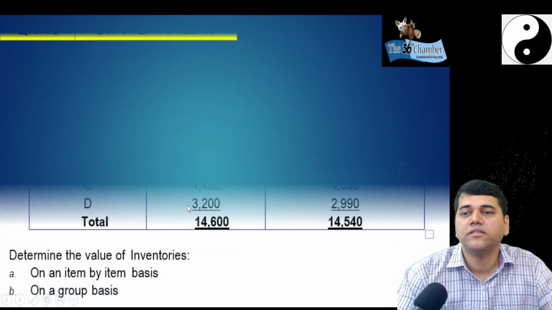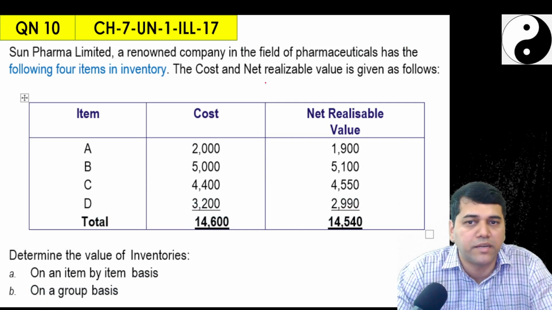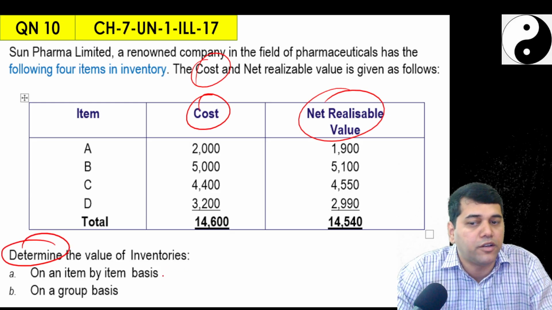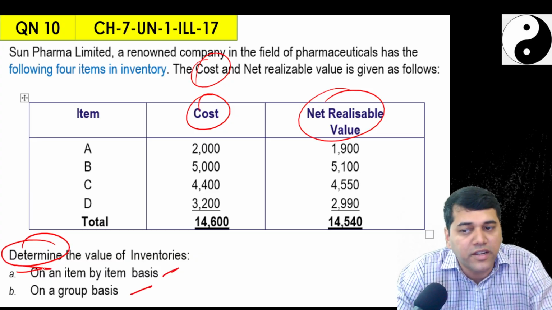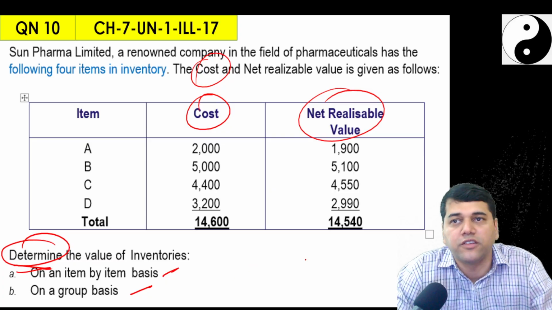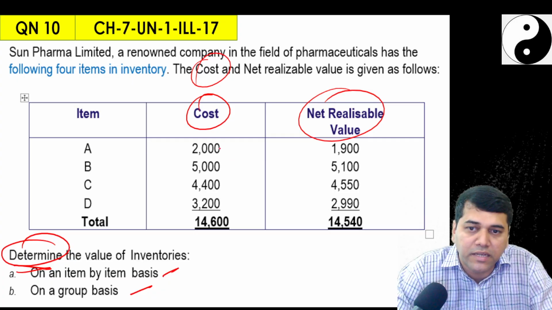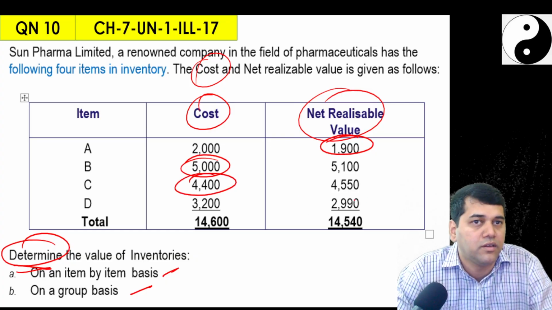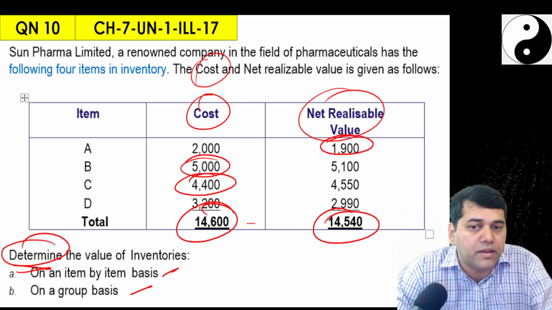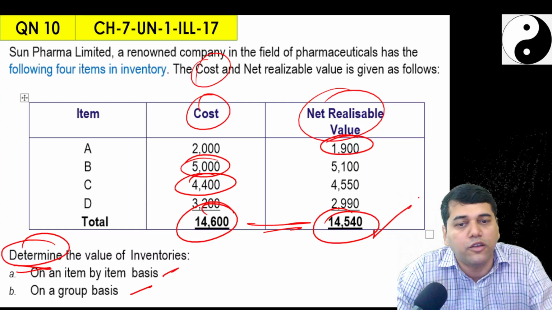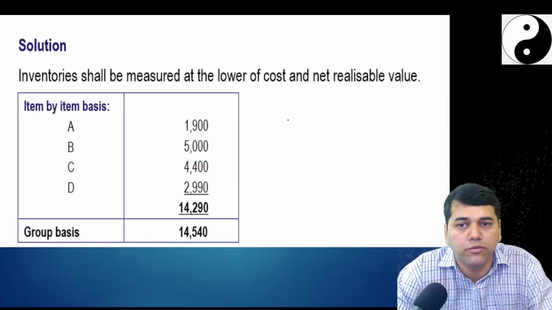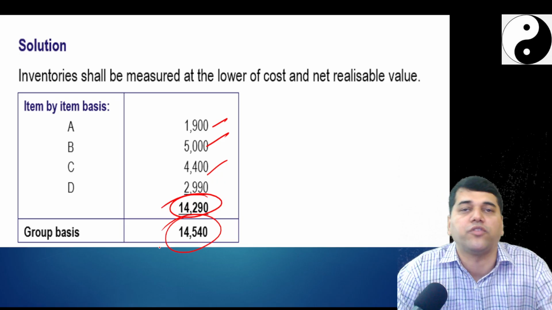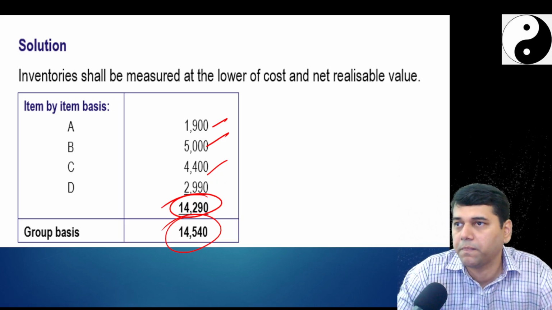Okay, in the NRV, the first one: Sun Pharma has got the following items of inventory. They have given you the cost also, NRV also. Determine the value of the inventory on an item by item basis and group basis. Since they said determine, you need to first say that the inventory is valued at cost or NRV, whichever is lower. So item by item, you will choose specifically, okay, I will value at this, I will value at this, like this. Group basis means you consider only the total. So on item by item basis the answer will be 14,290. If I value group wise, it is 14,540. So one will compensate the other. Anyhow, we will proceed.